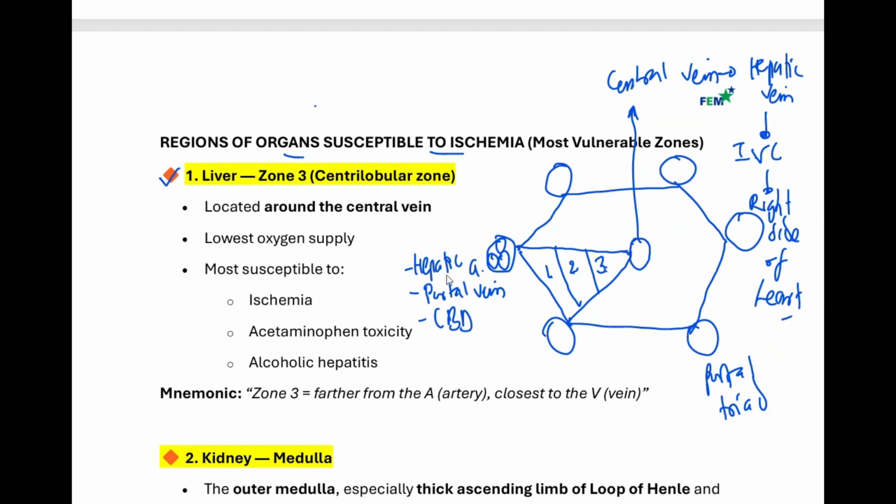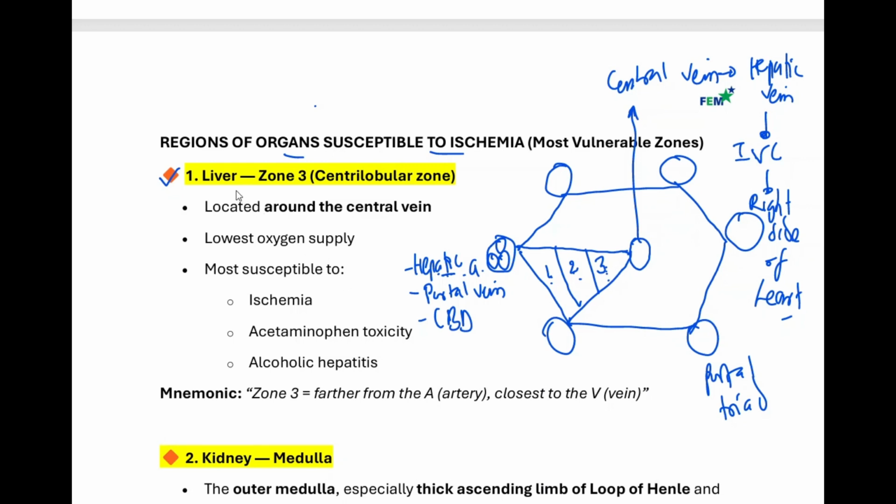So if the blood flows from zone 1 to zone 2 to zone 3, and you have a blockage of the hepatic artery, that means there has to be decreased blood flow to the liver. And which area is far away from the hepatic artery? Very good, it's zone 3.